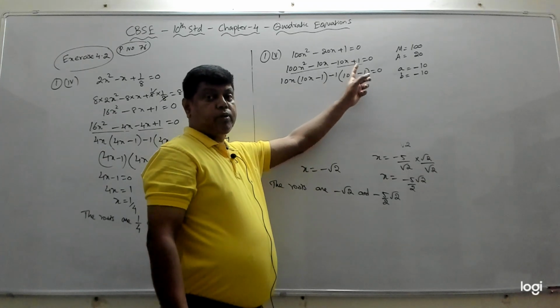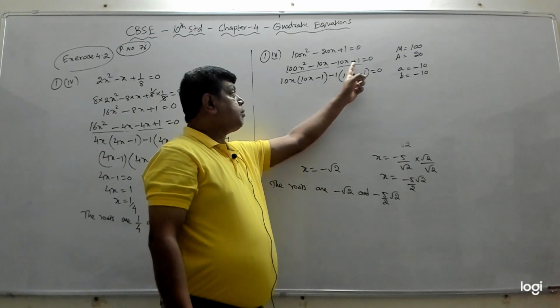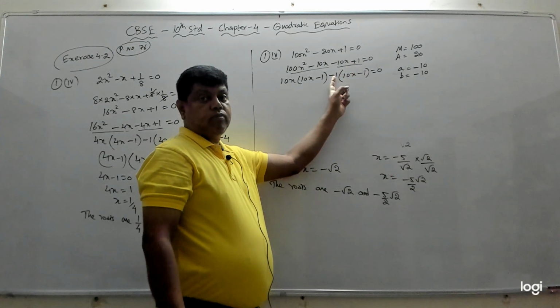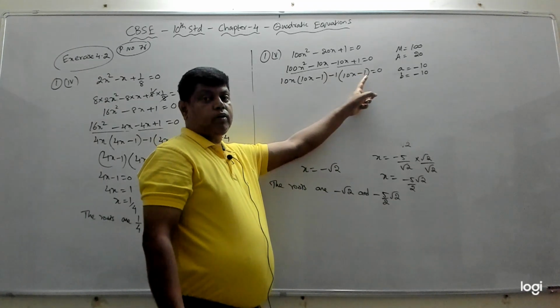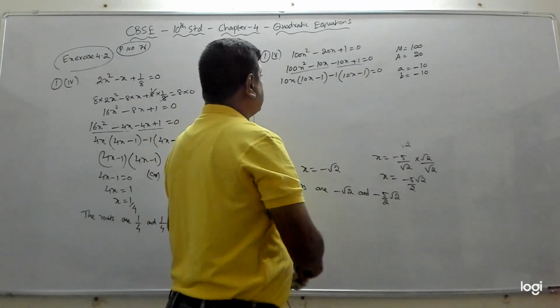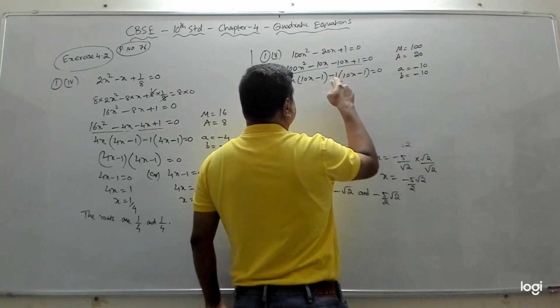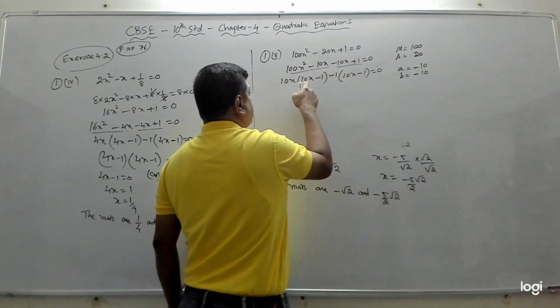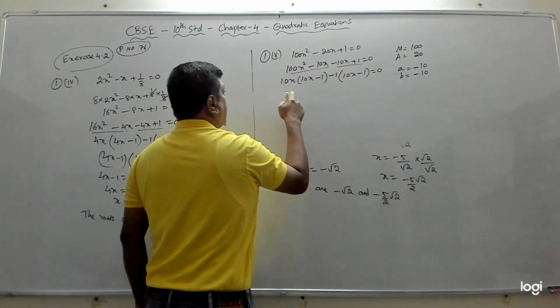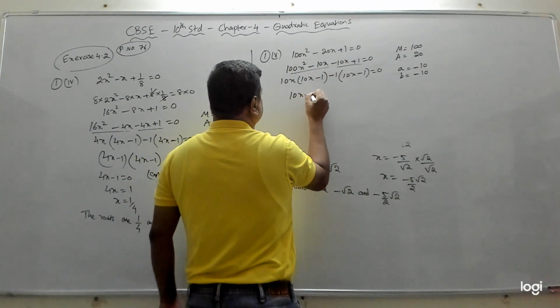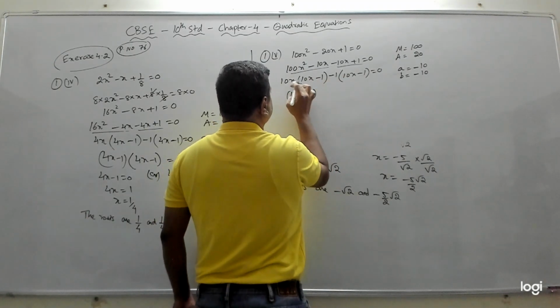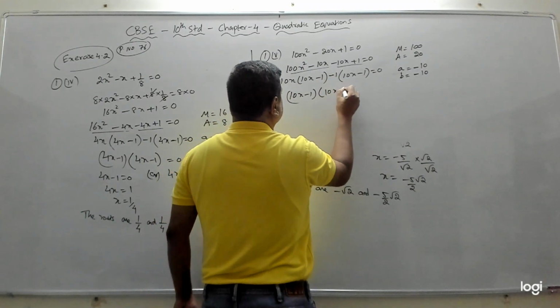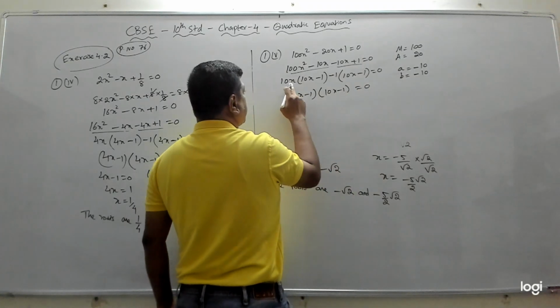Students will make a mistake by putting plus 1 here. From the plus 1 we have taken minus 1 out, then it will become minus 1, right? So if you multiply, minus 1 into 10x is minus 10x, minus 1 into minus 1 is plus 1. You should get back this. And again here 10x minus 1 is common from these two, then this will become 10x minus 1, equal to 0.